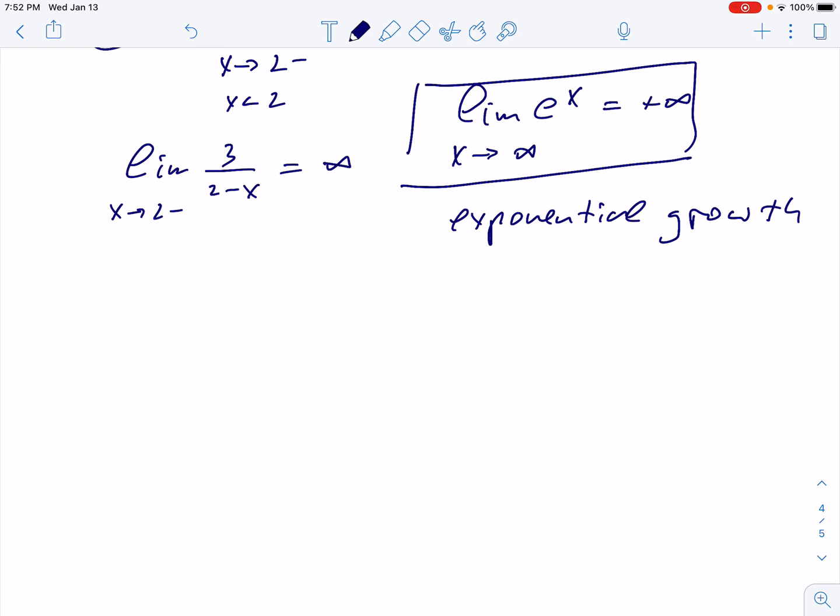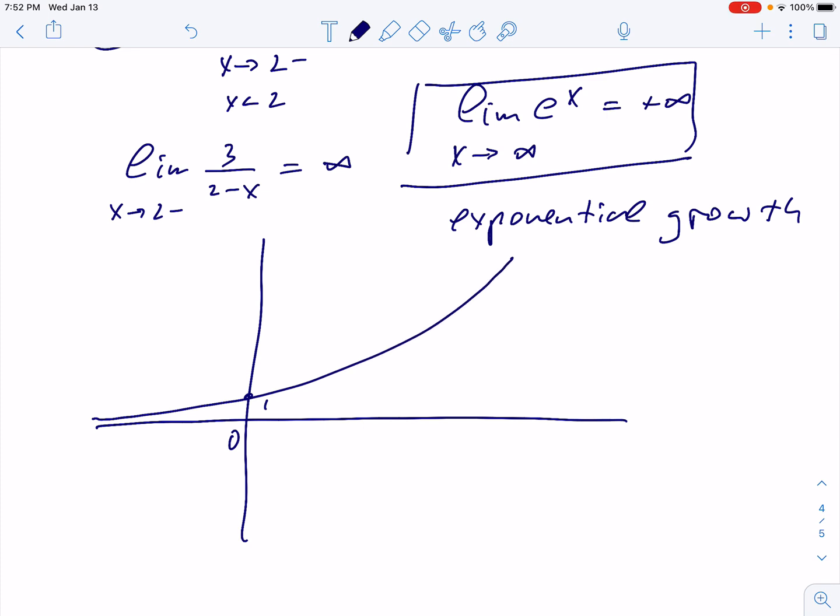To confirm this, I shall sketch the graph here. When x is 0, the exponential function is 1. Then the graph looks like that. It becomes steeper and steeper. y equals e to the x. On the left side, when x goes to minus infinity, the limit is 0.